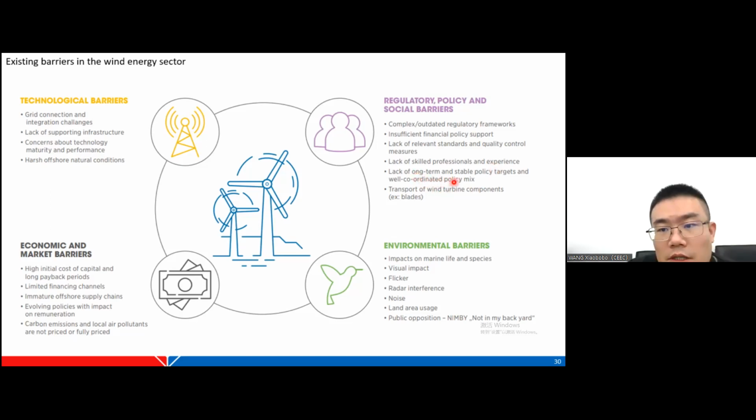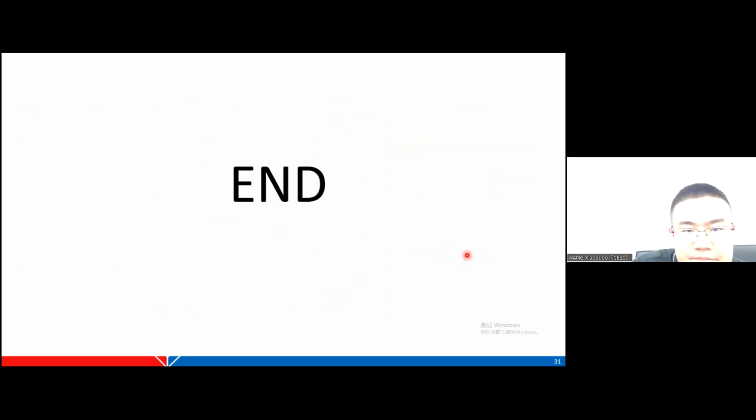A lack of long-term stable policy targets and well-coordinated policy mix. For Europe, they have a revolving initiative that's okay, but I know that in Southeast Asia countries, this is a challenge. Transport of wind turbine components, that's very true. As you can see, the blades are more than 100 meters. So the transportation is not easy. It's not easy. And environmental barriers, we will ignore that.